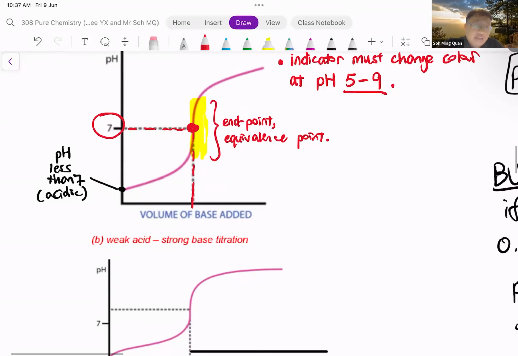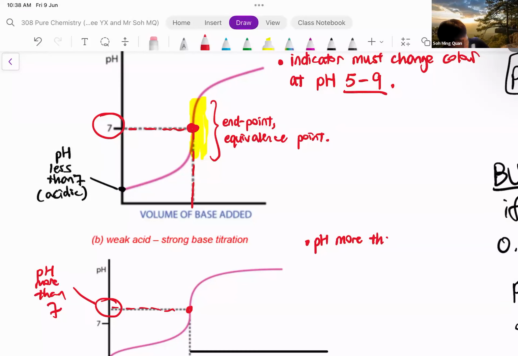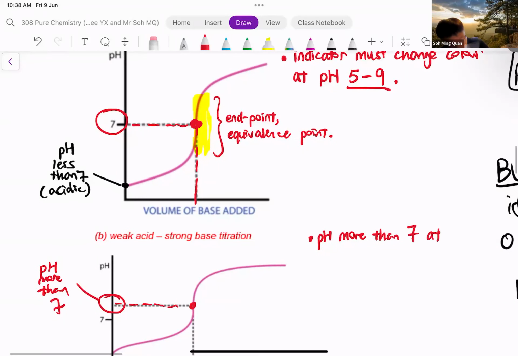Now, what happens if I now titrate a weak acid versus a strong base? Immediately, you see the first difference. And this is the first difference. The pH is more than 7 at the endpoint. If I use a weak acid, strong alkali and titrate them together, the pH is more than 7 at the endpoint. Now, weak acid is like ethanoic acid, strong base is like NaOH. So if I titrate ethanoic acid with NaOH, this is what I see.